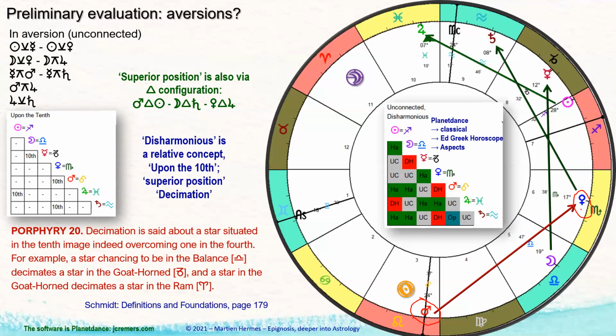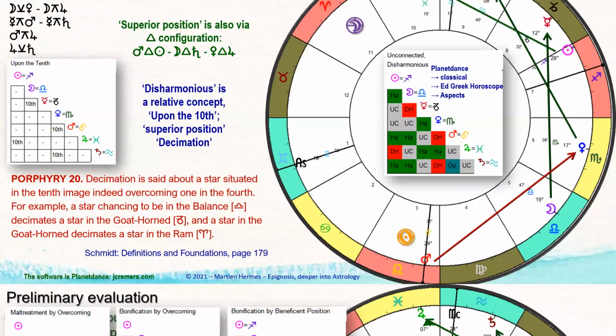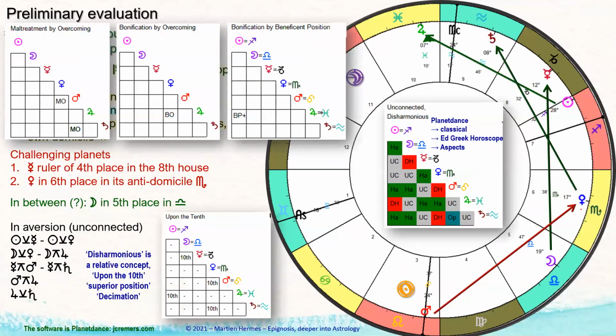Okay, now superior position is also via a trine configuration. Again, there are some very fine ones. You have Mars trine to the Sun, the Moon in trine with Saturn, and Venus trine Jupiter. So, okay, these are very good positions. Okay, the tables I'm showing here are also from this fantastic program Planet Dance.